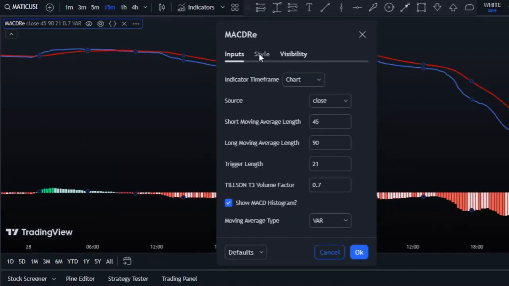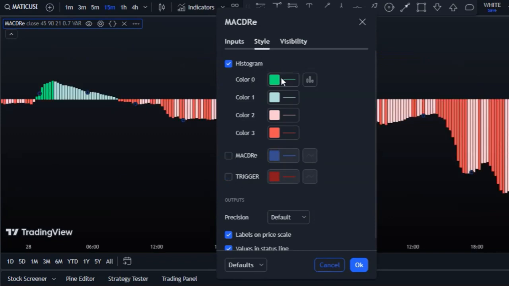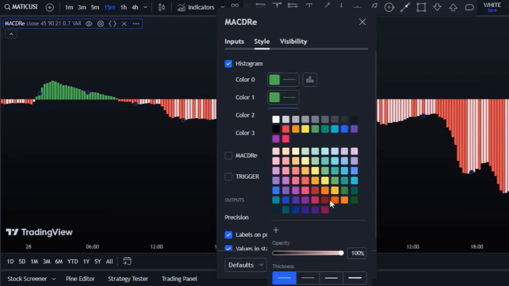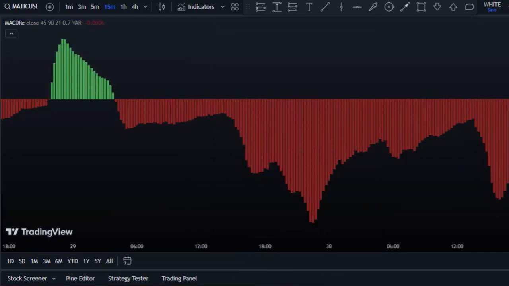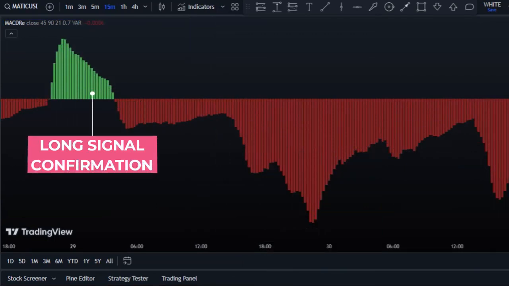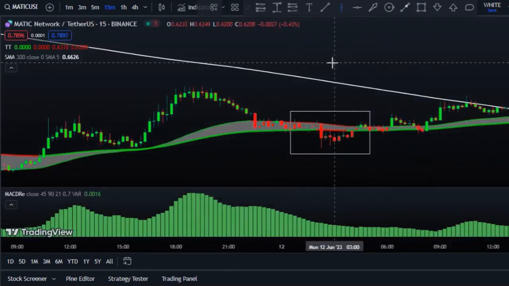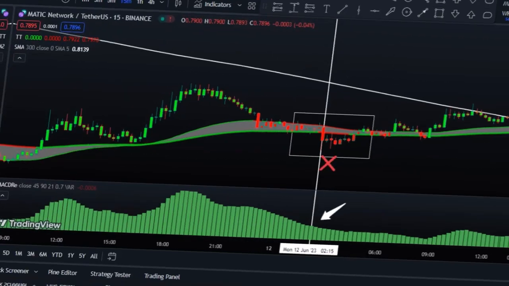Then in the style tab, we only need the histogram option. After doing this, select green and red colors for the histogram option. With these changes, you'll be able to use the green histogram to confirm buy signals and the red histogram to confirm sell signals. Now we can easily see the signals that occur during sideways movement are eliminated by this oscillator.